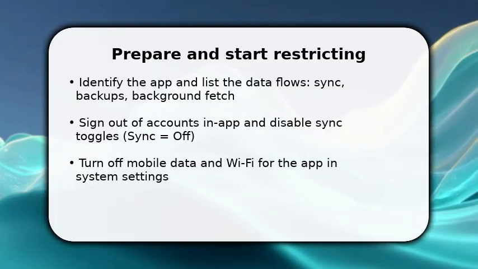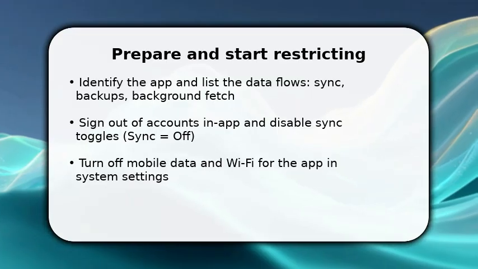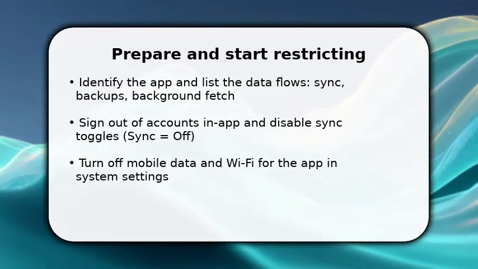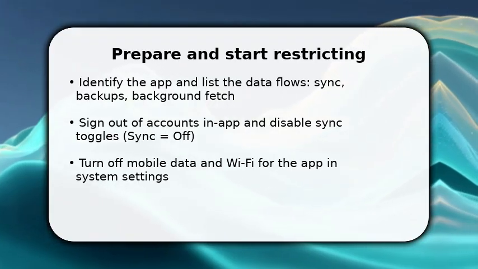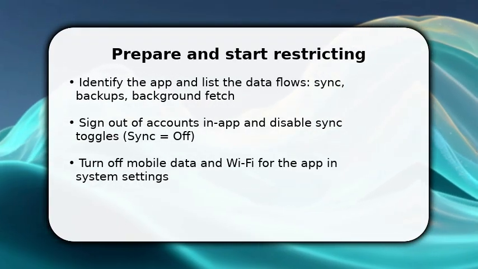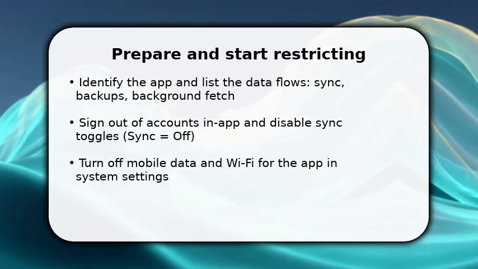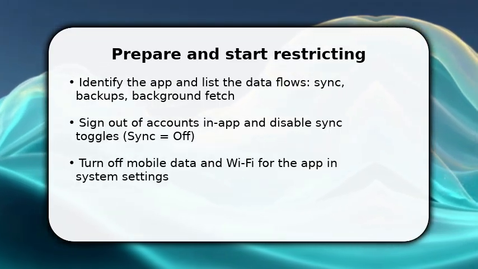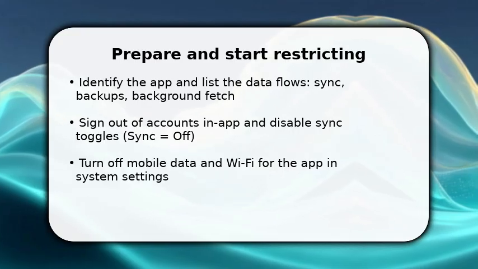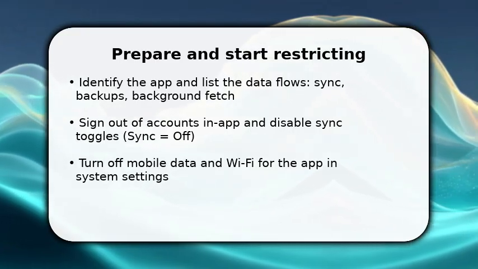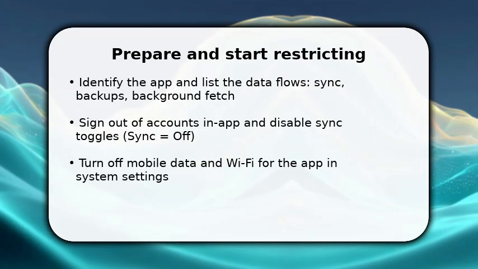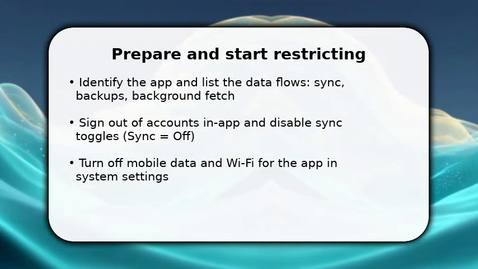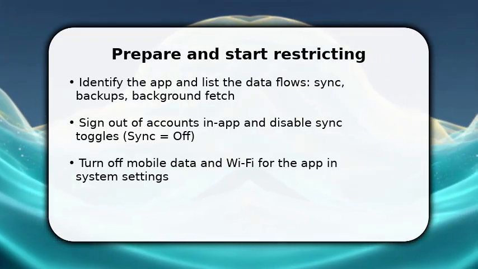You begin by isolating the app so data stops flowing immediately. First, open the app and sign out of any accounts, then disable in-app sync and automatic backups. Once done, go to System Network Settings and toggle cellular and Wi-Fi access for that specific app to off. This prevents background transfers. Make sure to note which services inside the app still run locally so you can address them next. This reduces risk while you perform deeper controls.